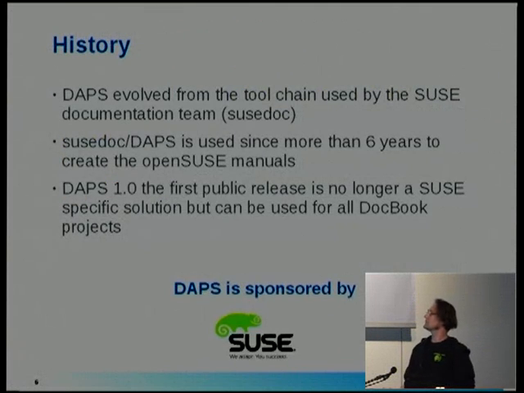A little bit about the history of DAPS. DAPS evolved from the toolchain we used at SUSE to generate all SUSE manuals. It was called susedoc, and about a year ago we decided to do a major code overhaul of the whole thing, and the result of it was DAPS. We actually use it to build the complete SUSE documentation, but with DAPS 1.0, the first public release, we stripped out all SUSE-specific things, so you can use it generally for all DocBook projects.